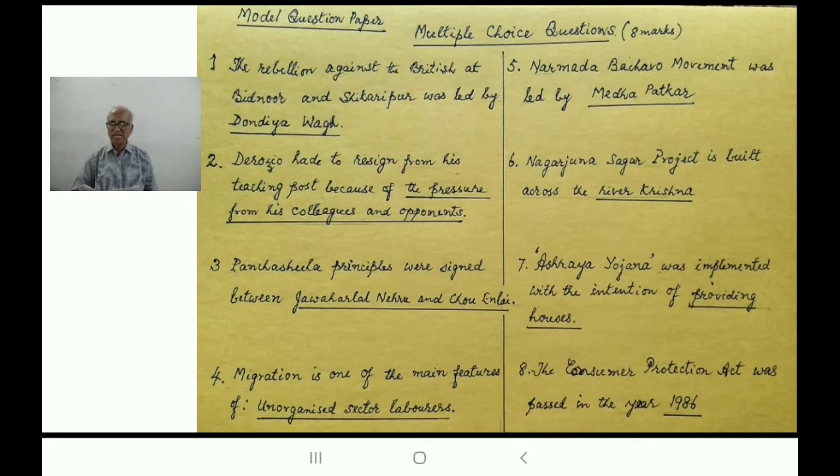Seventh one. Ashraya Yojana was implemented with the intention of... Children who are good at Kannada, they know the word Ashraya itself gives you the clue. Ashraya means shelter. A Yojana which gives shelter to people. So what are the options given here? Providing employment, providing houses, we got it here. Providing agricultural lands, no. Providing education, no. Providing houses, providing Ashraya, Ashraya Yojana.